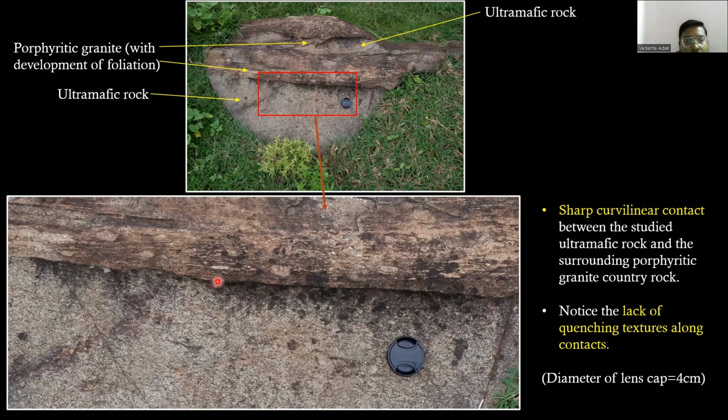Notice that there is no quenching texture along the contacts. The contacts are very sharp. We do not see any kind of quenching textures like what we would expect. So this possibly indicates that at the time of contact between these two magmas, or these two rocks, they were both at very high temperatures.